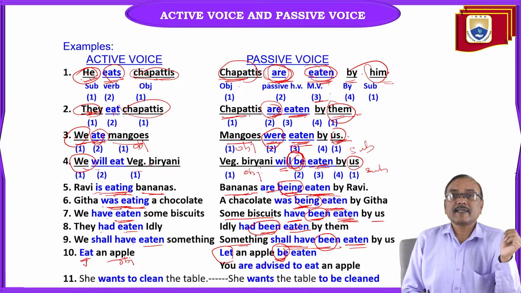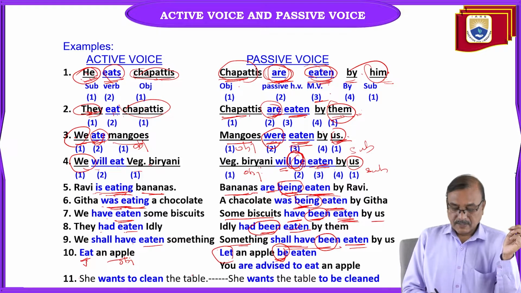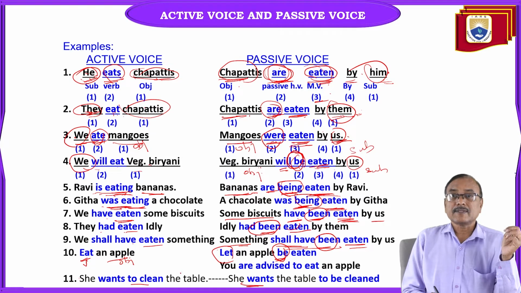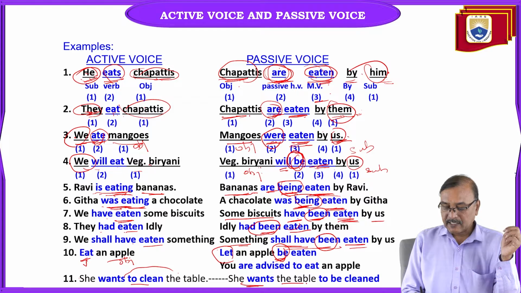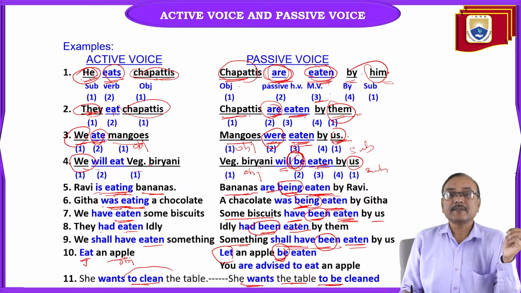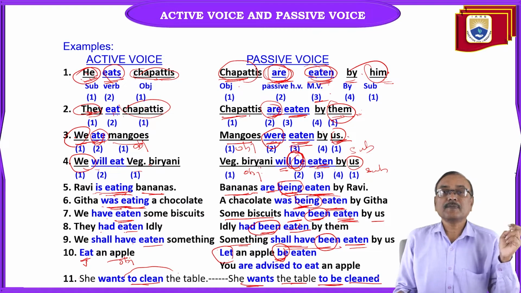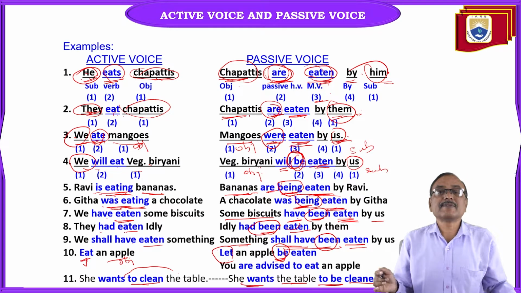"She wants to clean the table." You see here, she wants the same, and the object is the table, so the table comes to this place. "She wants the table to be cleaned." "To clean" becomes "to be cleaned": to plus V1 becomes to be plus V3.